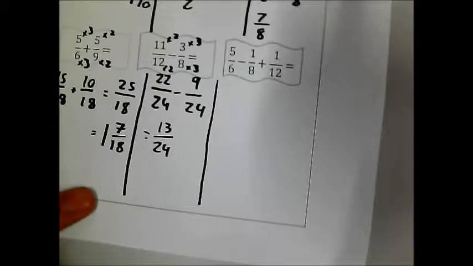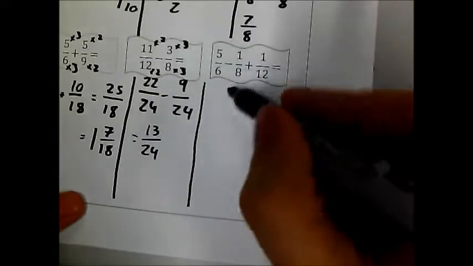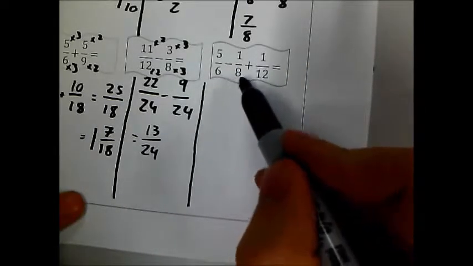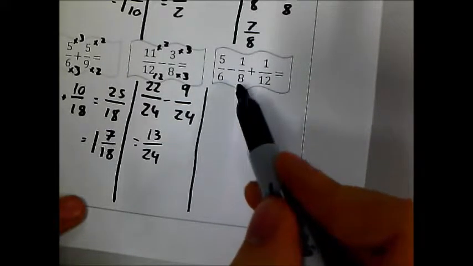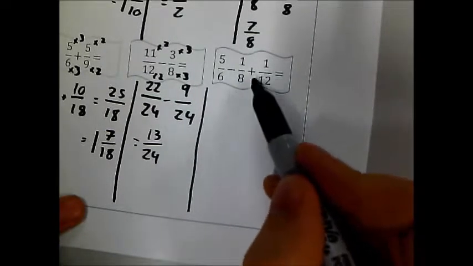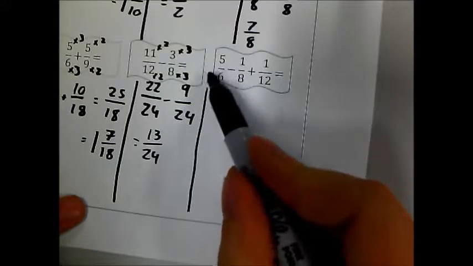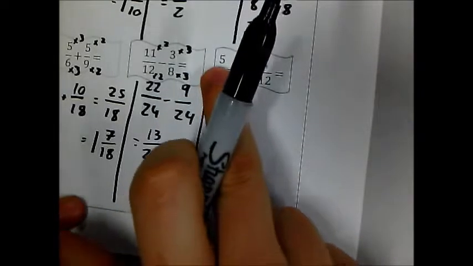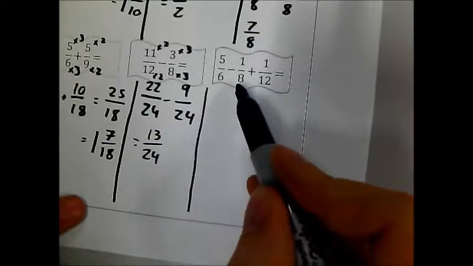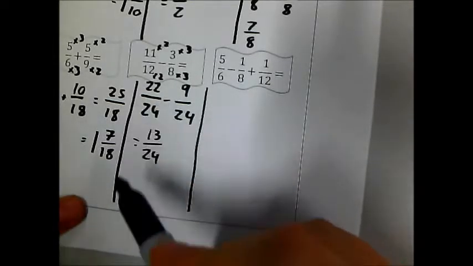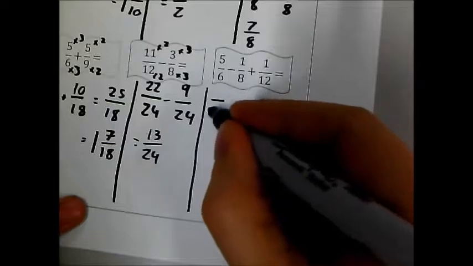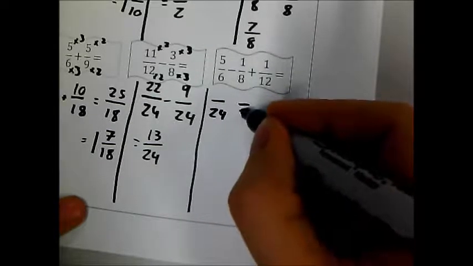Okay, and last one. So I want a common denominator of 6, 8 and 12. Now here I know that a number in the 12 times table will also be in the 6 times table. So I can ignore the 6. I just have to worry about a number that's in the 8 and the 12 times table. We've previously done that in the previous question. That's 24. So put them all out of 24.